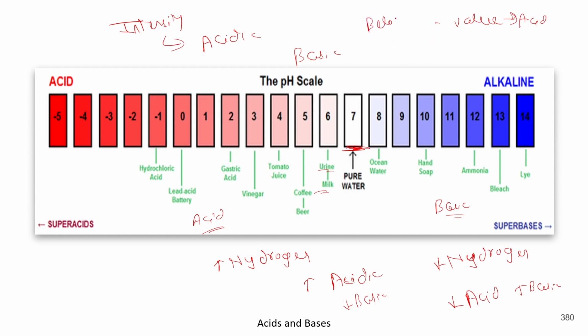Below 7 value it's an acid. Above 7 value, it is a base. And 7 value is the neutral form, or you can say pure water. Okay, so here we have finished the indicators.